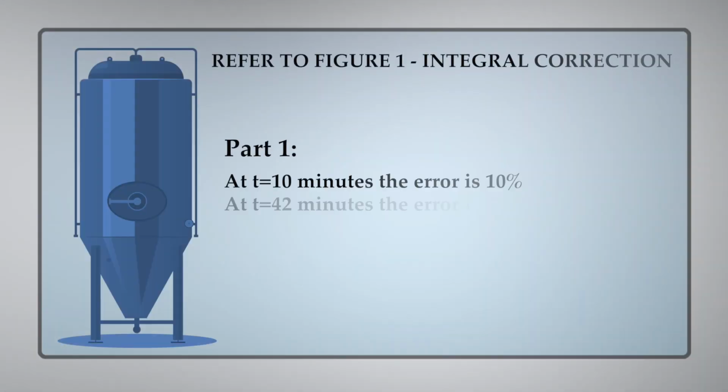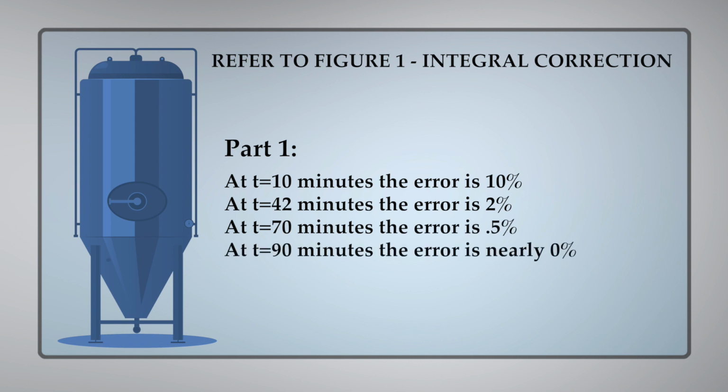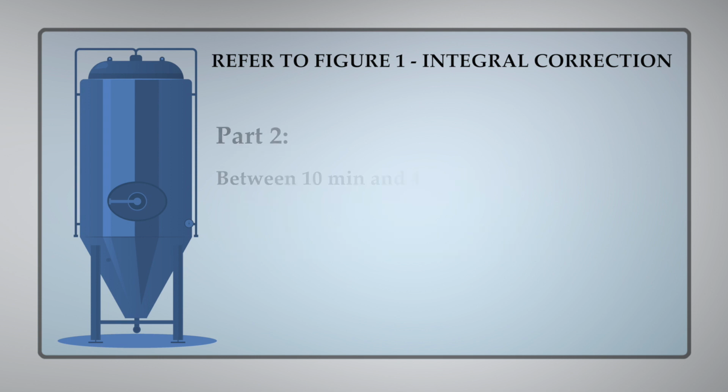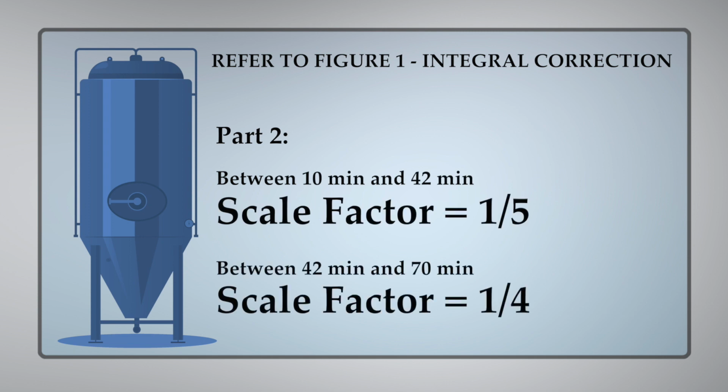The error at 10 minutes is equal to 10%. Error at 42 minutes is equal to 2%. The error at 70 minutes is equal to 0.5%, and the error at 90 minutes is 0%. The approximate scale factor between 10 and 42 minutes is 1/5. The approximate scale factor between 42 minutes and 70 minutes is 1/4. Notice the scale factor or gain changes due to integral action.